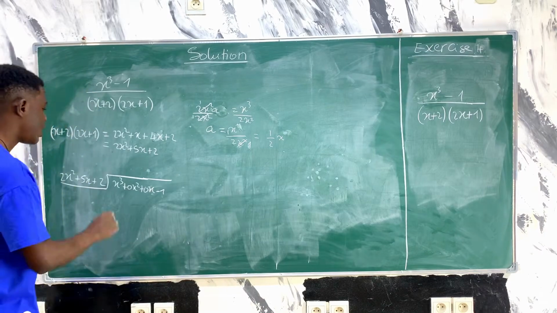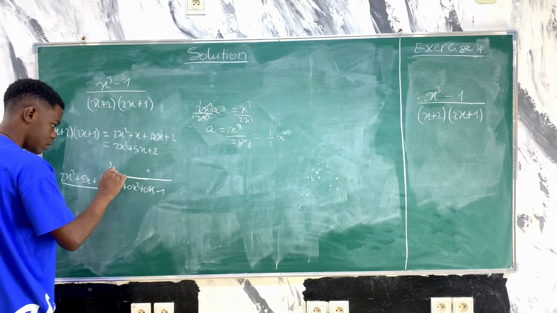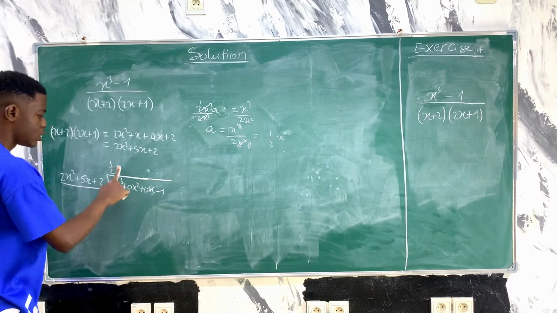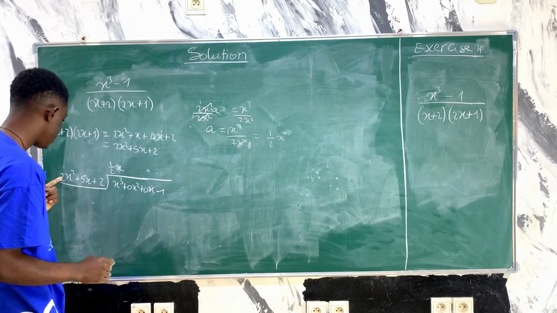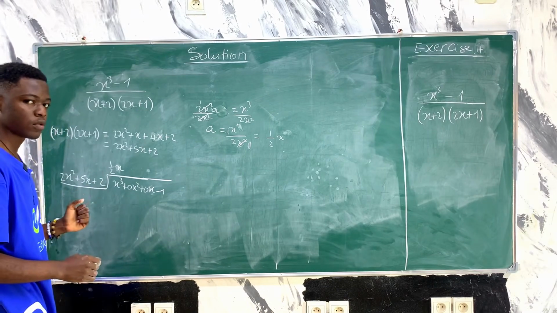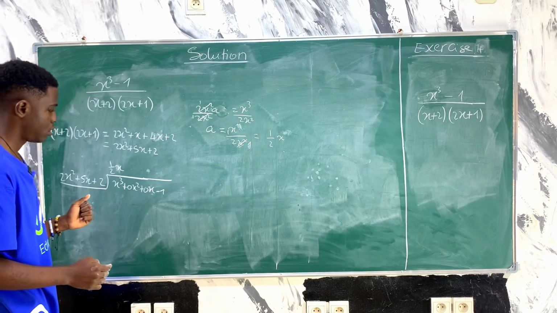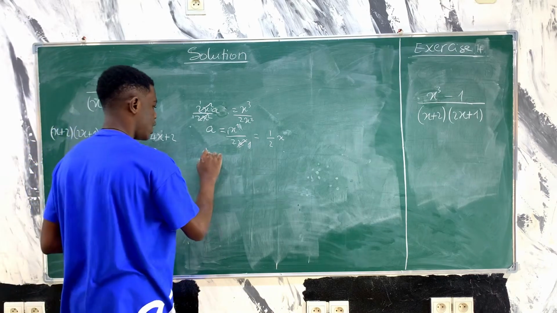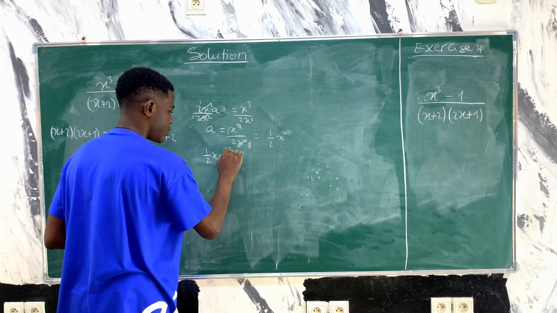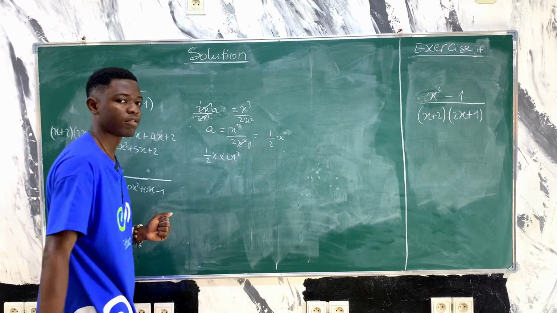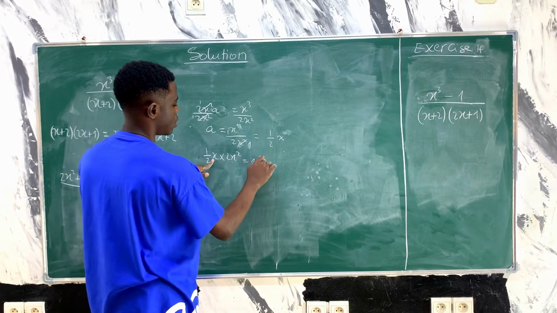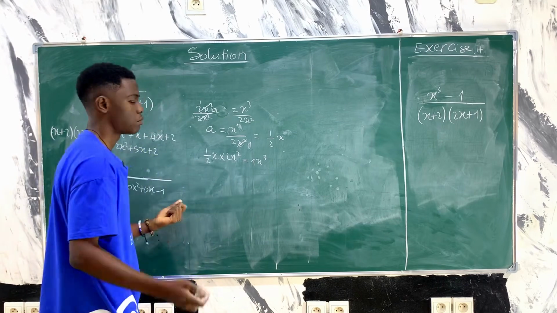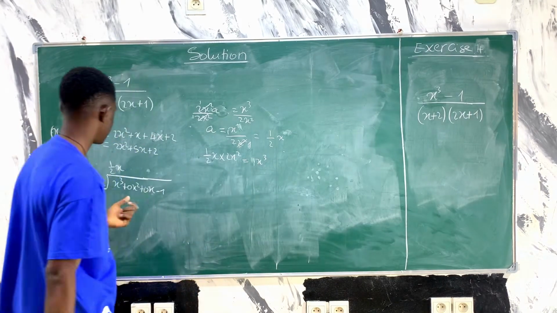So you put here half x, because when you multiply half x by 2x squared, you are going to have x cubed. Actually, let's try and see. Half x times 2x squared. What do we have? Half times 2 is 1. x times x squared is x cubed. 1 x cubed is the same as x cubed.